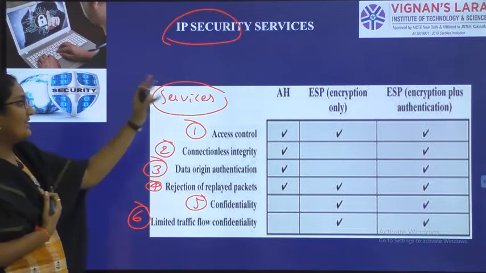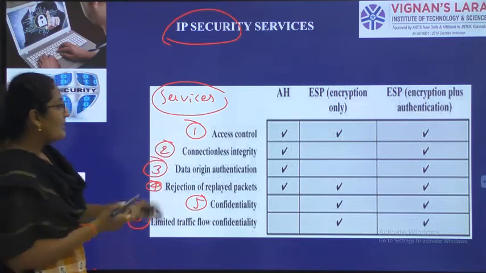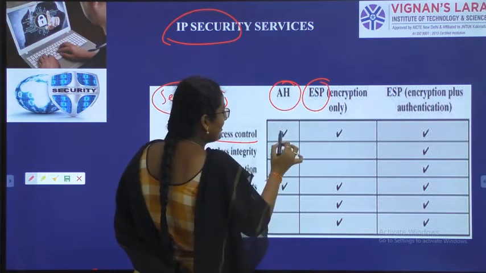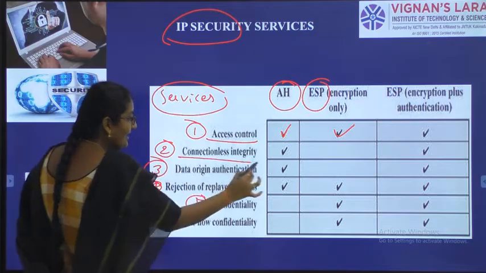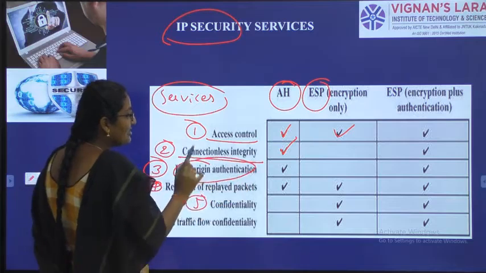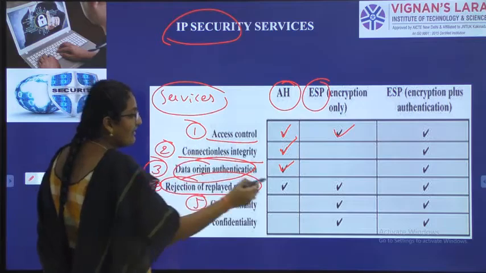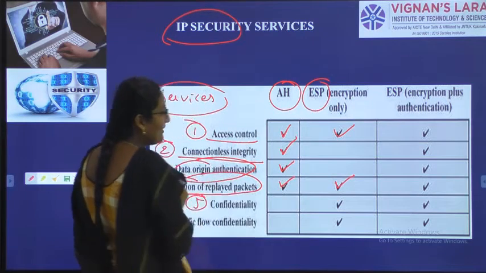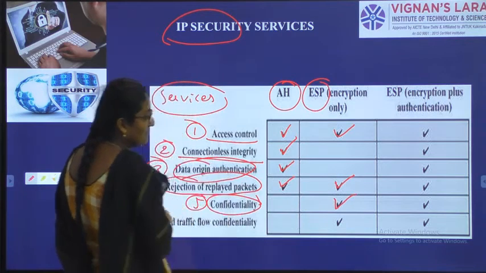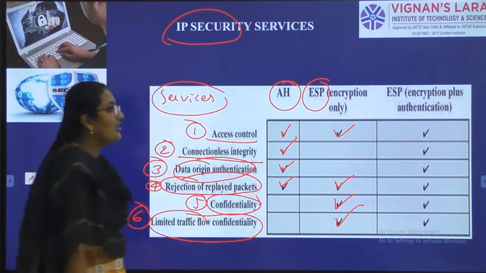Now, I said authentication header and encapsulating security payload are responsible for these services. So see, access control is provided by both authentication header and encapsulating security payload. Connectionless integrity is provided only by authentication header. Data origin authentication is provided only by authentication header. Rejection of replayed packets is provided by both authentication header and encapsulating security payload. Confidentiality is provided only by encapsulating security payload. Limited traffic flow confidentiality is provided only by encapsulating security payload.